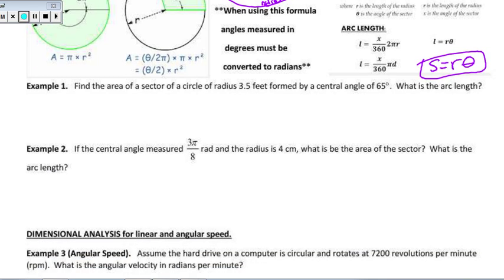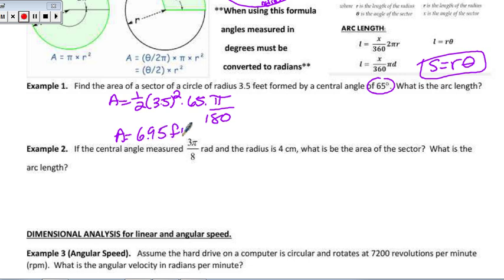So let's take a look at example 1. It says find the area of the sector of a radius of 3.5 feet formed by a central angle of 65 degrees. So I know that area is equal to 1/2 times the radius squared times the angle, but this angle happens to be in degrees and we need to convert that to radians, and the conversion factor is pi over 180. At that point it becomes calculator work, and we should get the area to be about 6.95 feet squared.